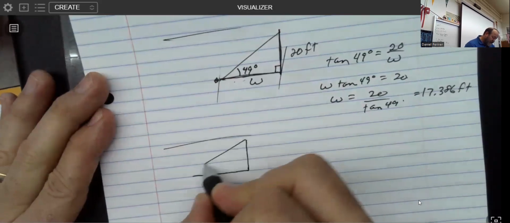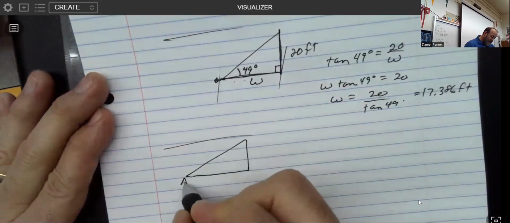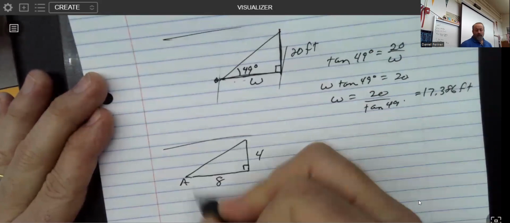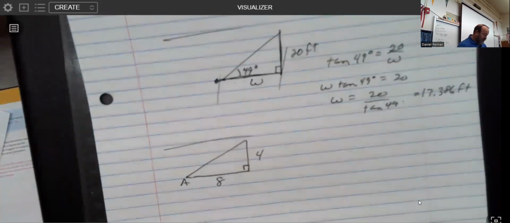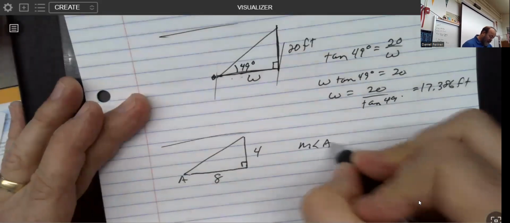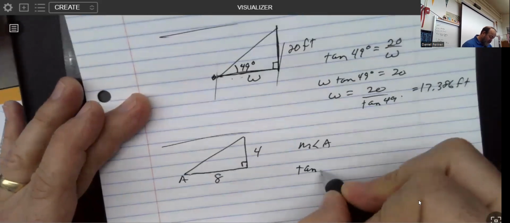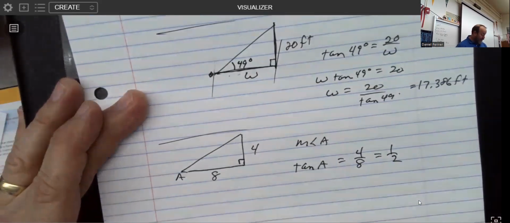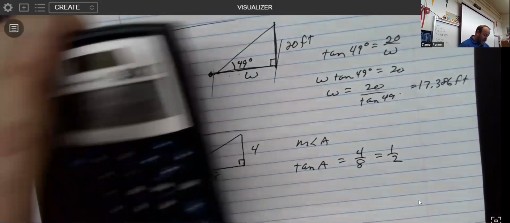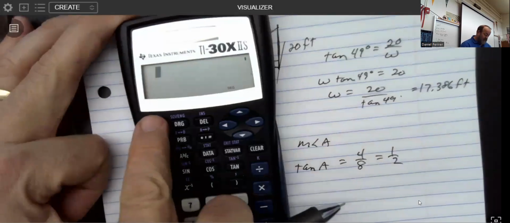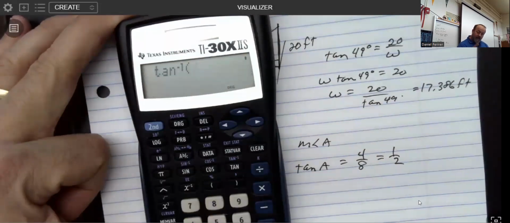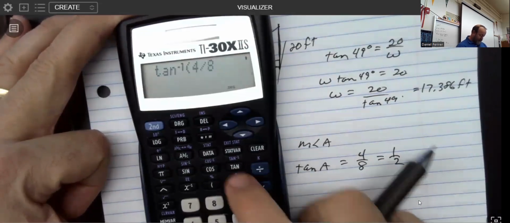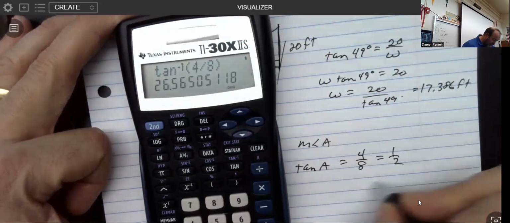So last piece here. Imagine this is my point A, and I gave you a triangle that maybe had an 8 here and a 4 here. And it really honestly wouldn't even matter what this is. I want to know the measure of angle A, and I know that the tangent of A is 4/8, also known as 1/2. So all I have to do is ask my calculator. I hit second tangent, going backwards because I'm finding the angle, and I type 4 divided by 8, right? And I got 26.5 degrees.